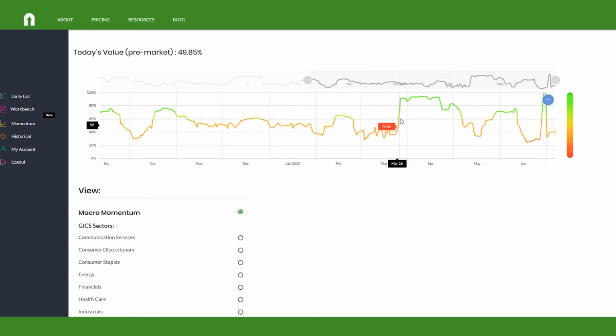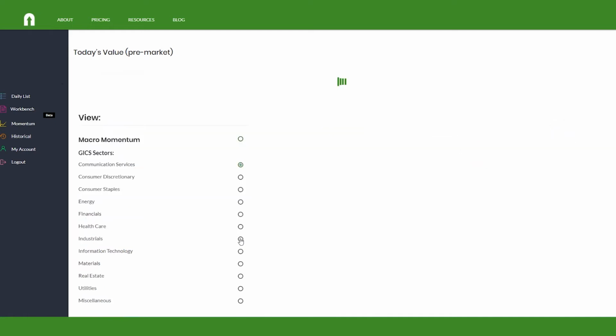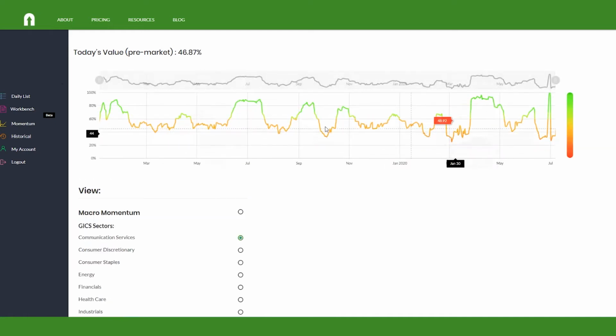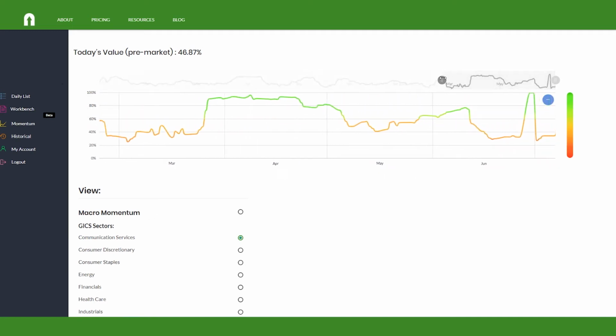We could potentially see some upward movement starting to happen. And when this does start to grow very tall, very fast, then that might be an opportunity for you to get long. Now, let's go look at the communication services. We talked a minute ago about how Netflix is in the communication services. So let's look here. And a similar story as to the macro momentum.